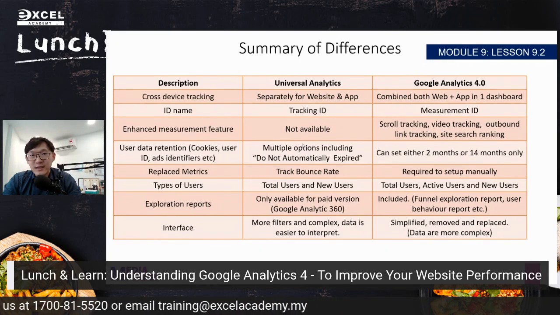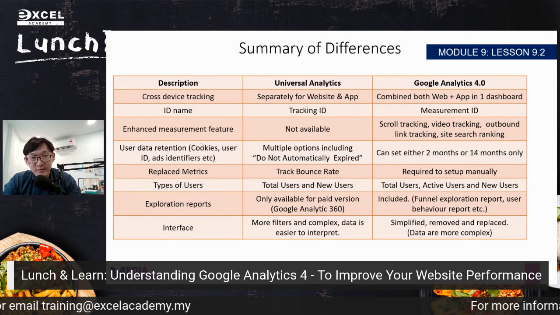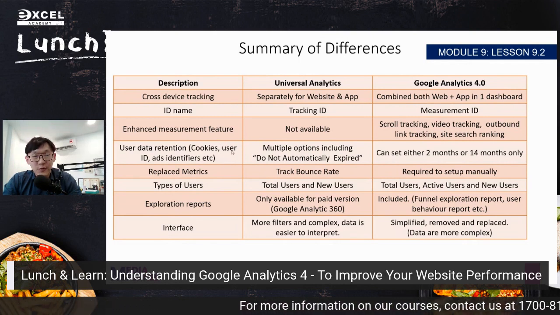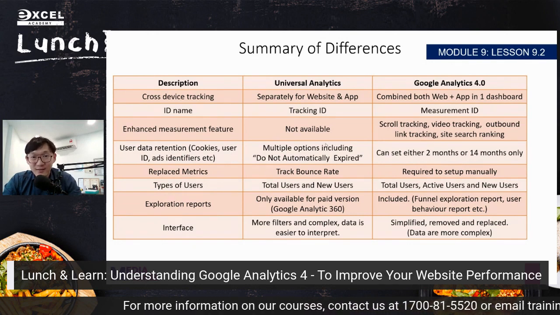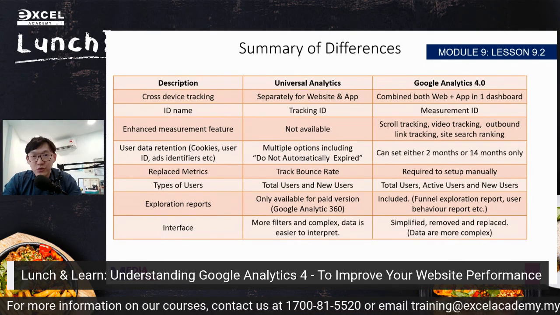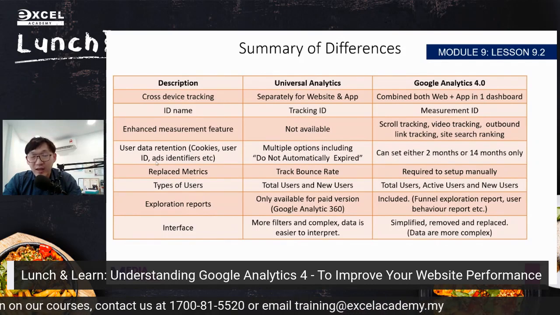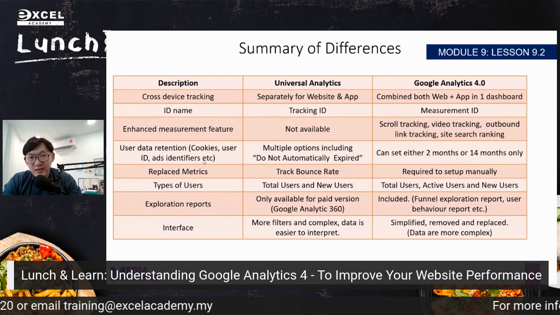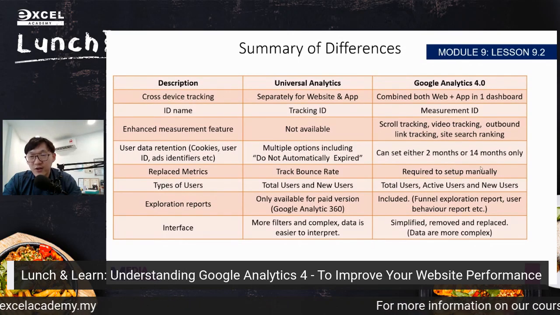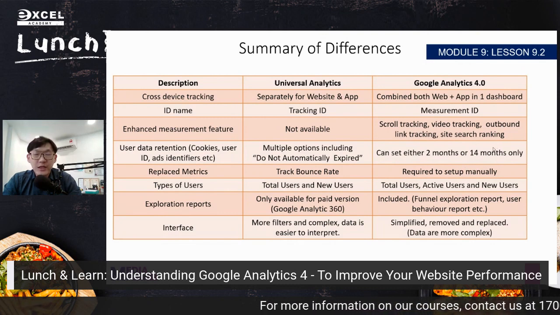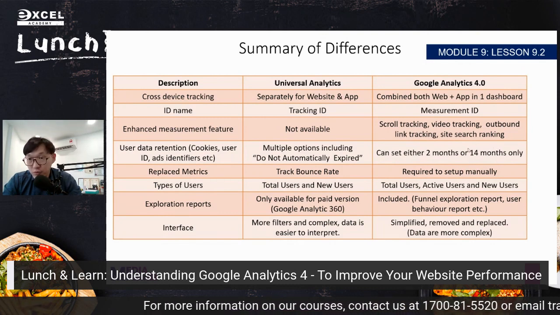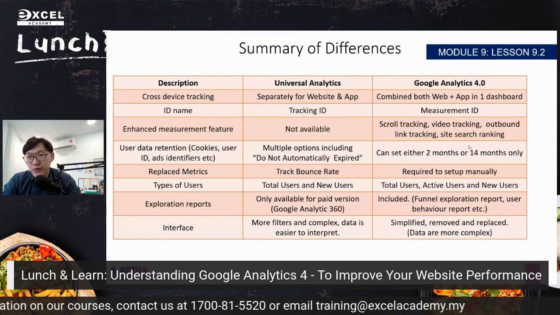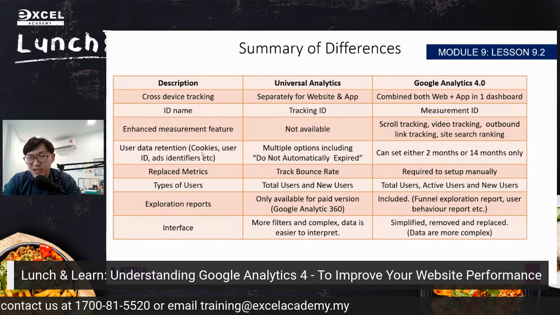Universal Analytics, last time you could retain these types of very small granular data forever. You can set in GA3 to not expire it, to retain this data forever. But in GA4 you can only choose whether to retain this data for 2 months or 14 months. So in your website, you will want to change this to 14 months. By default, it is 2 months. So you can turn it into 14 months. After that, it will automatically expire.